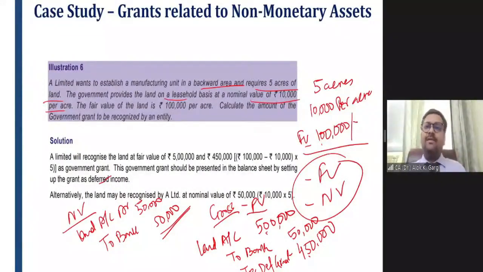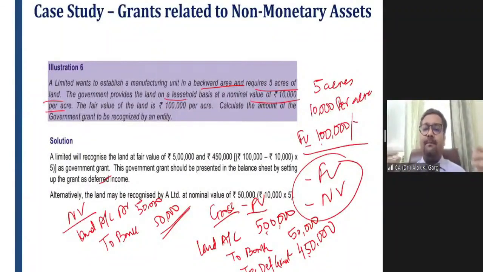No income will be there since the grant has been reduced from the cost of the asset, and the net, this is known as a net approach, and the net depreciation has to be shown in the P&L. From both the approaches, the answer will be the same, like 3 lakh rupees in my example. Okay. In this example, the standard talks about the fair value approach.